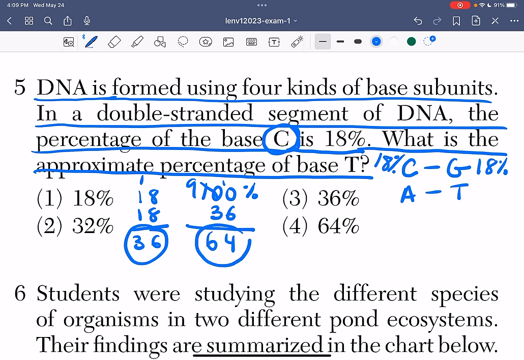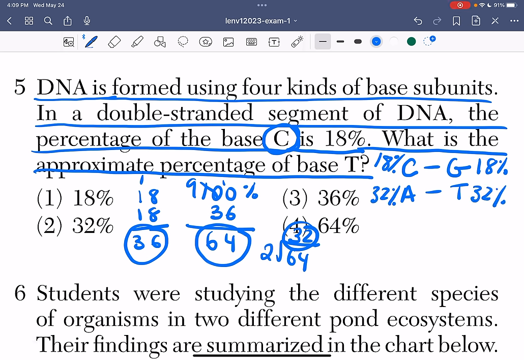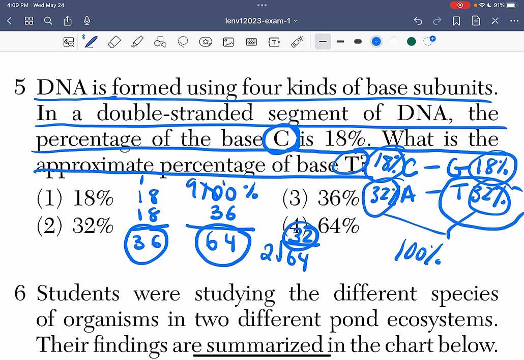So we have 64% left. But 64 divided by 2, okay, so this will be 32. So the best answer, this will be 32%. When you add 18 plus 18 plus 32 plus 32, that should give you 100%. But it's only asking for T. So T is 32%. So number five is choice two.